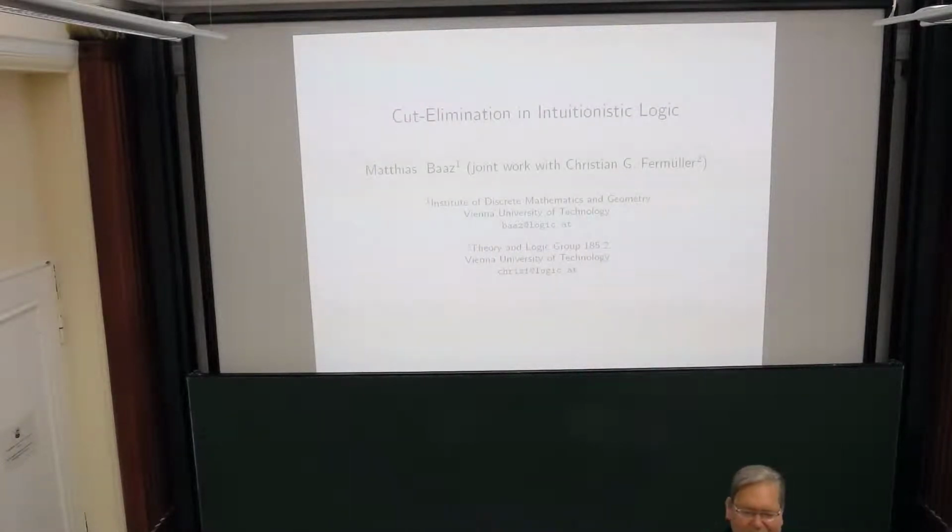So the title should have been about fast cut elimination, but maybe it's a Freudian error, because "fast" cannot be the word, as in the end this is a tower of seven twos, which is a fast-growing function.